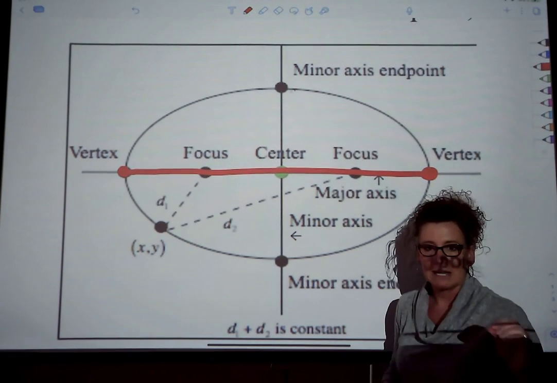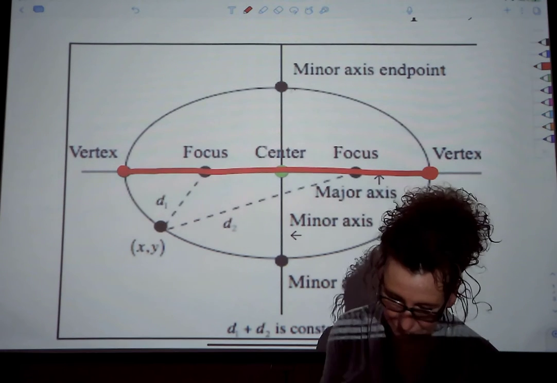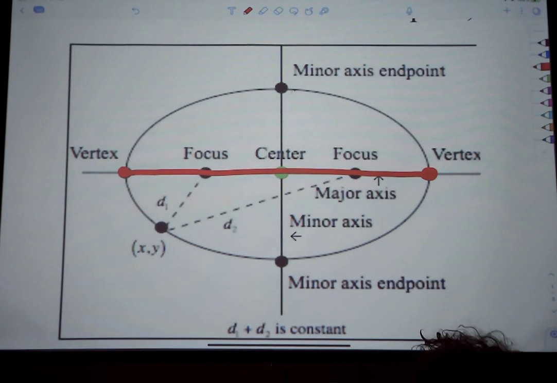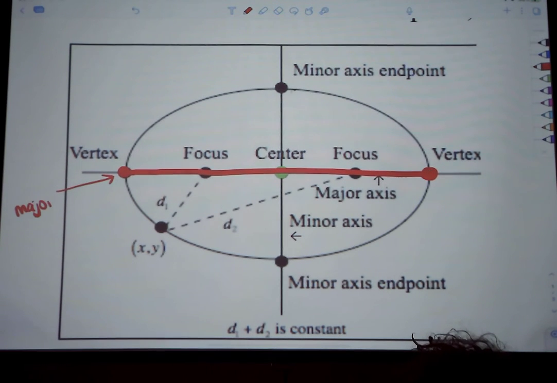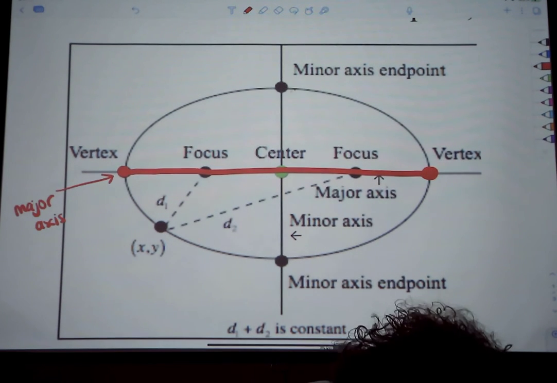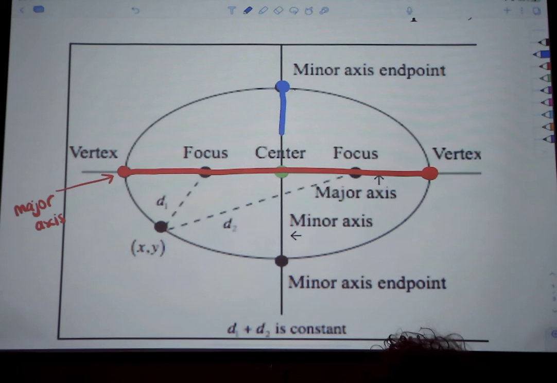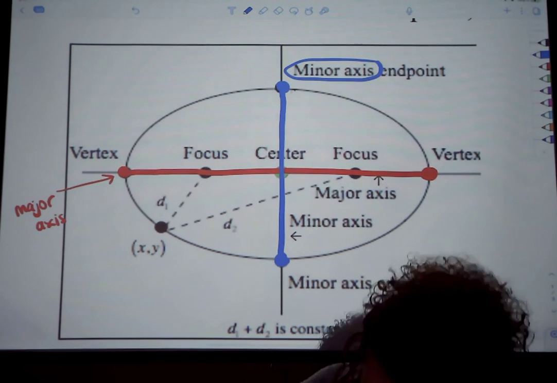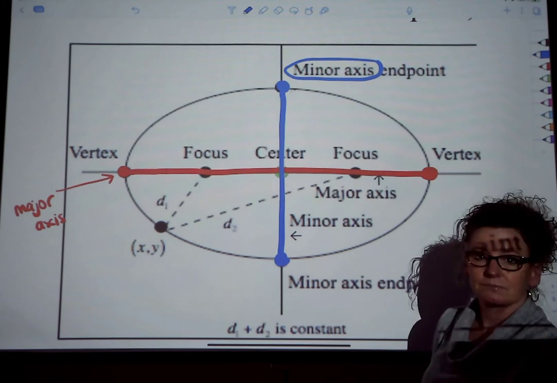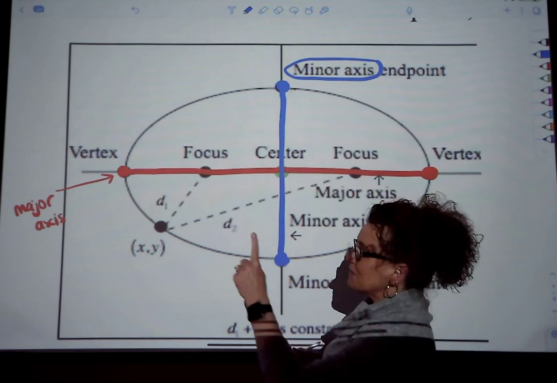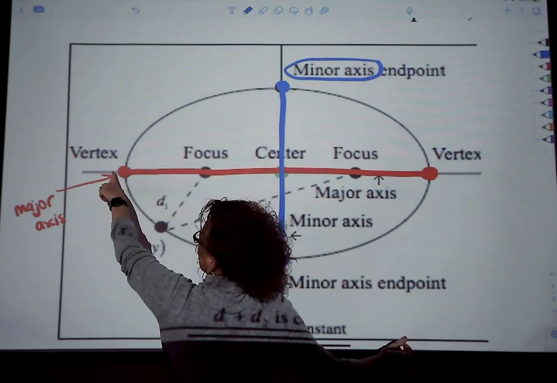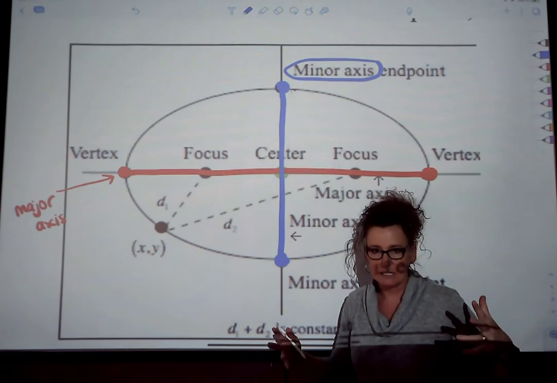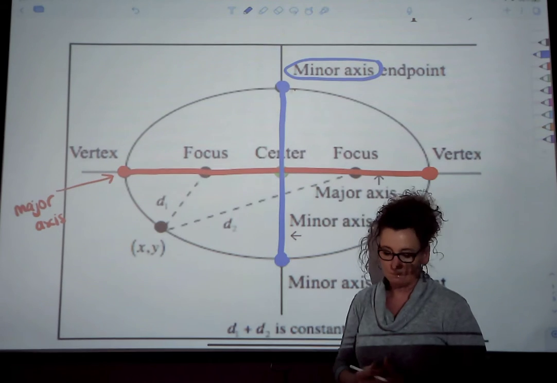If the ellipse is positioned this way, long ways horizontally, then this is called the major axis. The shorter of the two is called the minor axis. At the end of each major axis, this is called a vertex and this is called a vertex. So it has two different vertices, one on one side, one on the other.